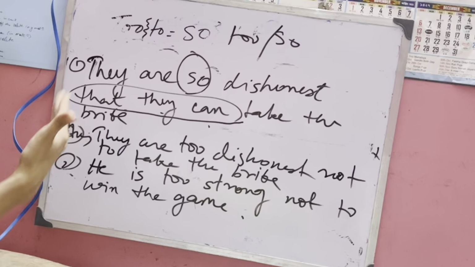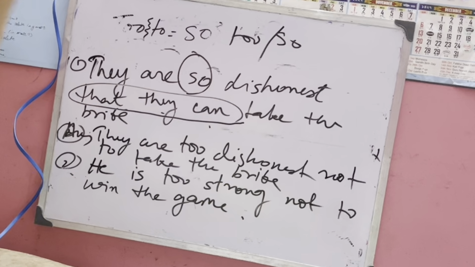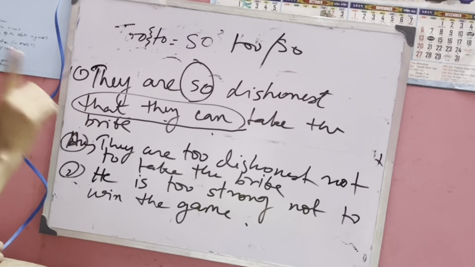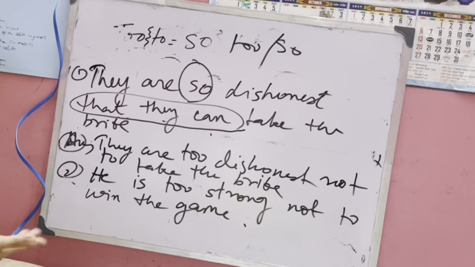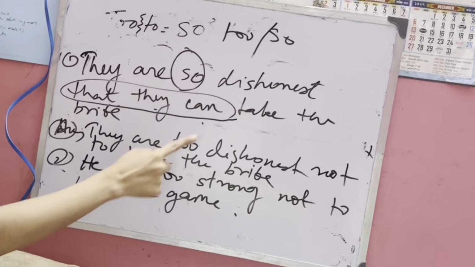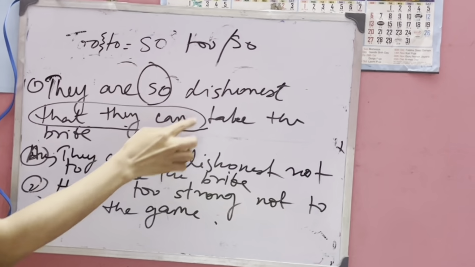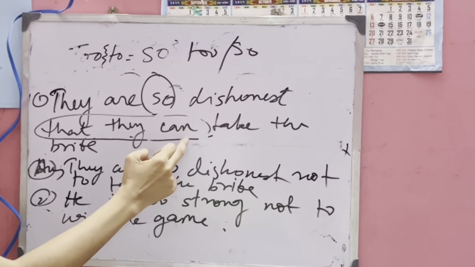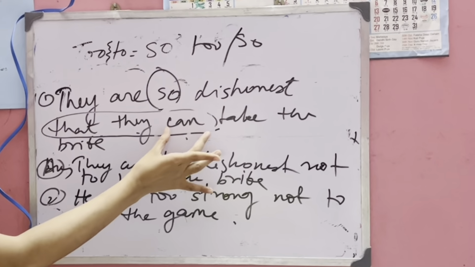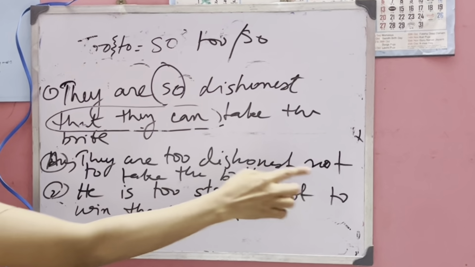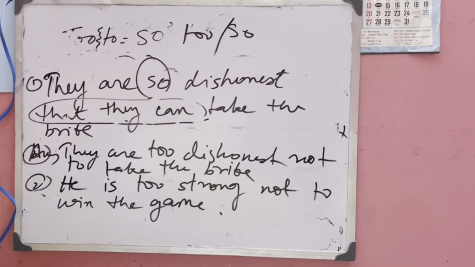So they are so dishonest that they can take the bribe. So they are too dishonest, which means that they are extremely dishonest not to take the bribe. Not to take the bribe means they are so dishonest that they would definitely take the bribe. So is replaced by to and that they can will become not to, because here if it would have been cannot over here, then we could have only replaced it by to. But since it's a positive one, that they can, that is why you will have to include not over here. Okay.